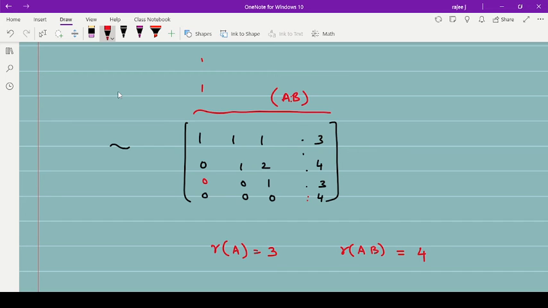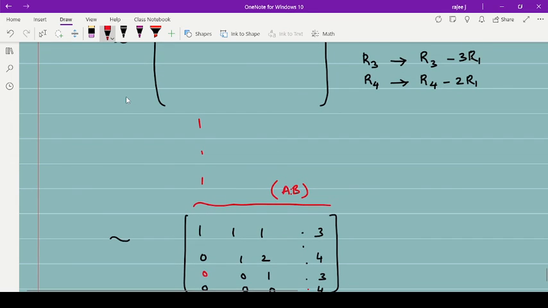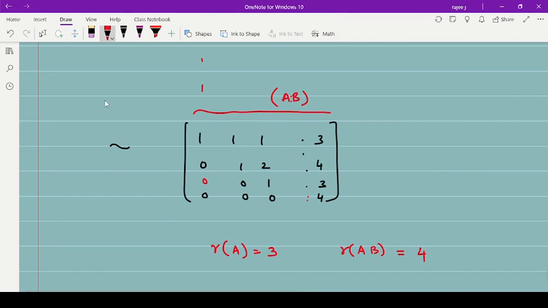But here this is just an example I have shown. When you simplify this one, you will get it as consistent only, unique solution also you will get. I just wanted to tell you how to find the rank. Understood? So to get the rank of A, you will take only the A part, and to get the rank of AB, you will consider the whole matrix.